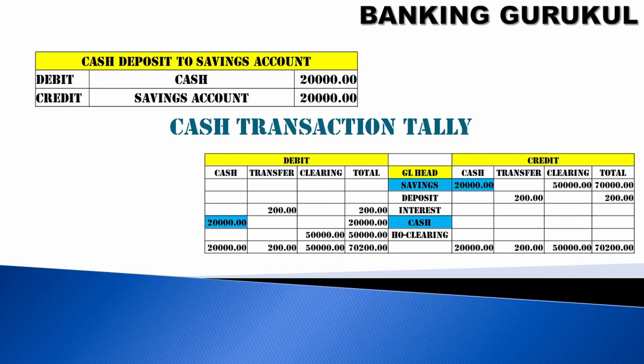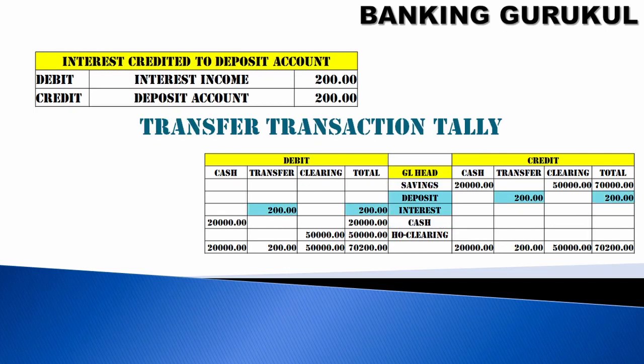We have one cash transaction, a cash deposit to a savings account. So the impact will be there in debit and credit. So savings and cash are there. So it has impacted debit and credit and two general ledger heads. One is savings, another one is cash.